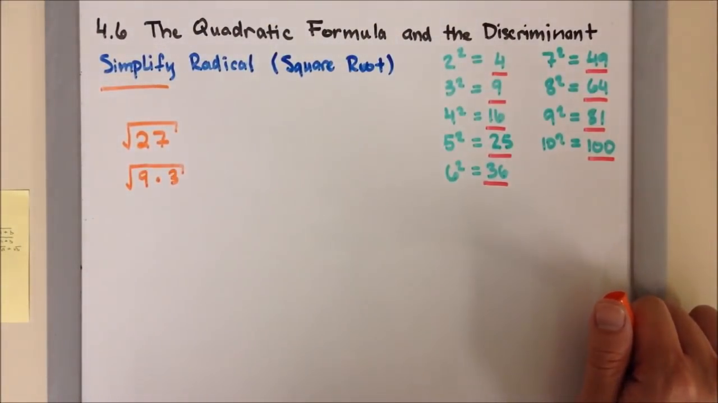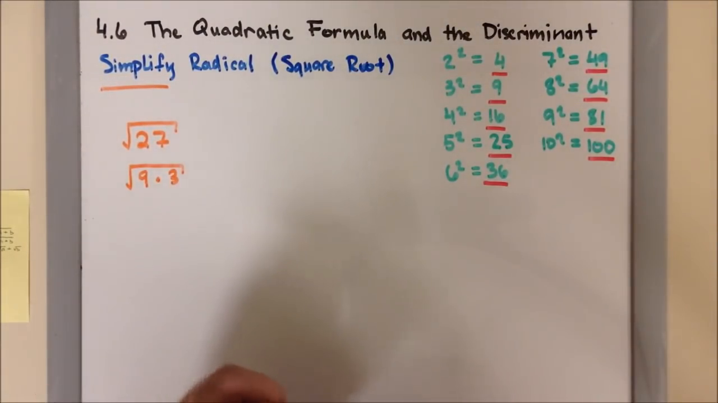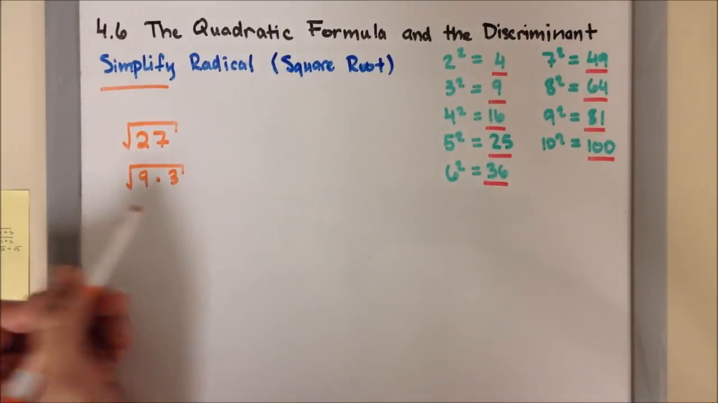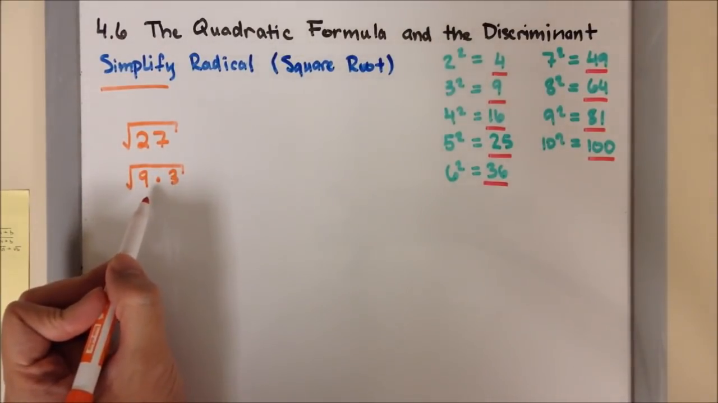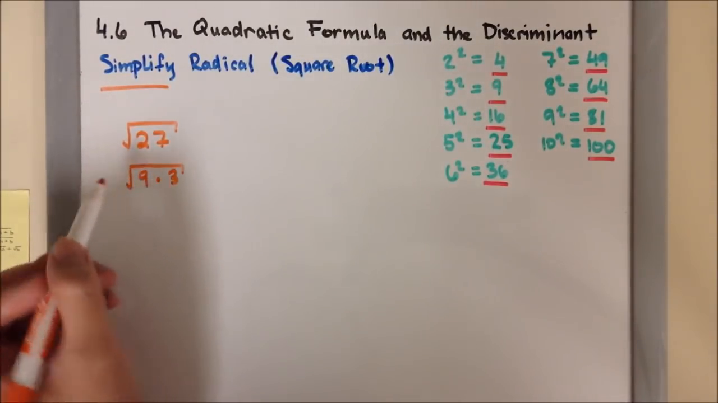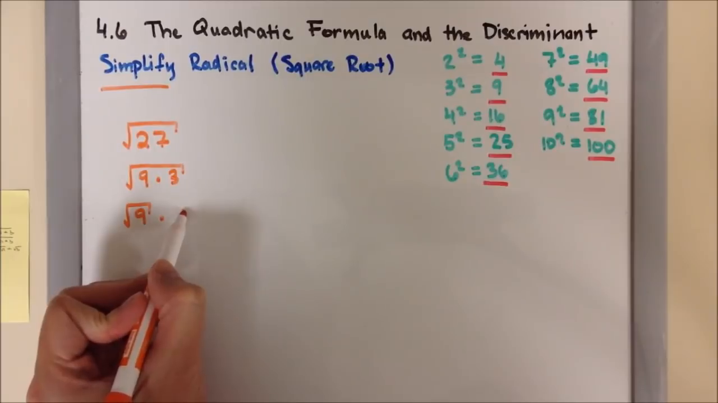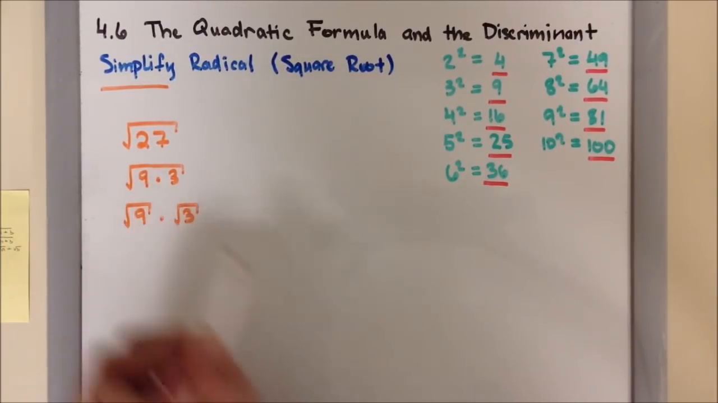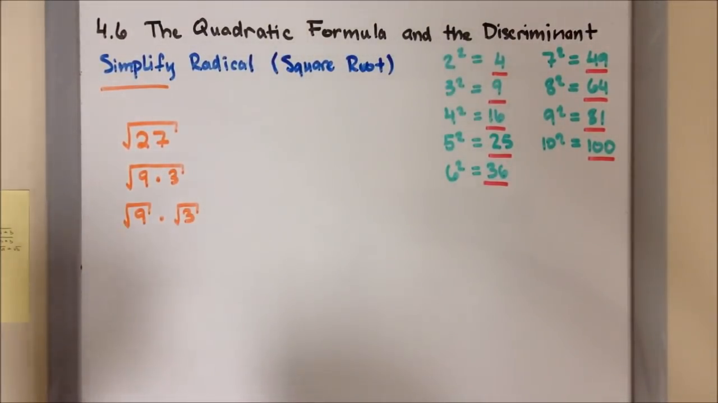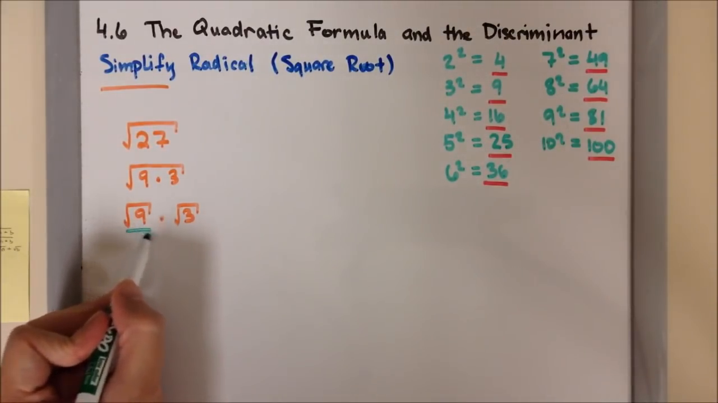Once I break it down to two numbers, where one of them is a perfect square number, I can split it into two square roots. So I repeat, I'm going to split into two square roots: the square root of 9 times the square root of 3. Now, the only one I can simplify is the square root of 9, so this one right here.